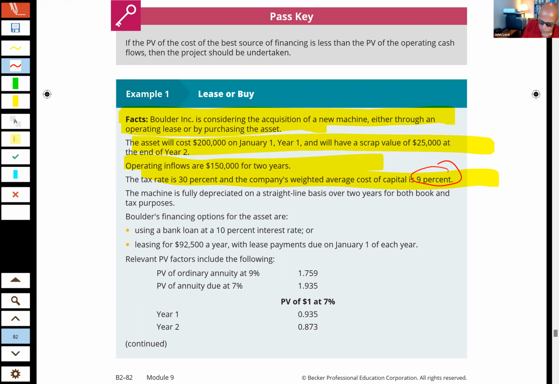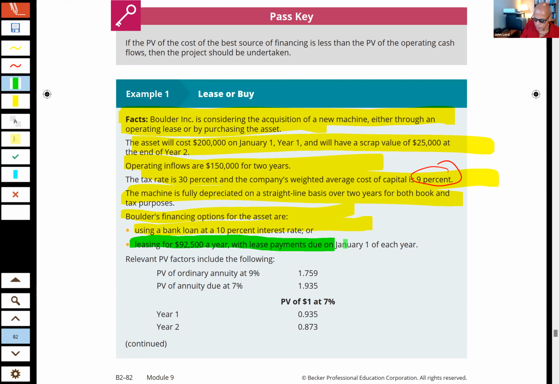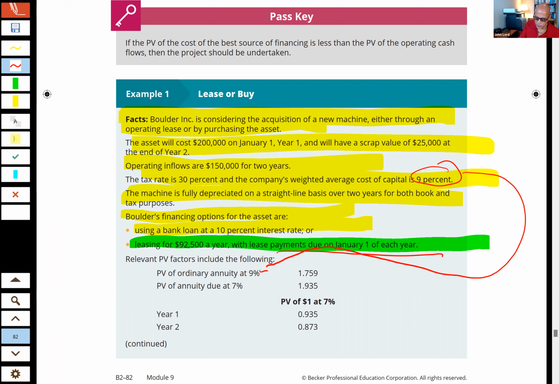The machine is depreciated, okay, which is going to be relevant if we decide to buy the equipment. And Boulder's financing options are using a bank loan at 10% to buy the equipment, or leasing the equipment for $92,000 a year, with the lease payments due at the beginning of the year. So we take a look and we have this 9%, right? So we're evaluating whether or not we're going to do this project.